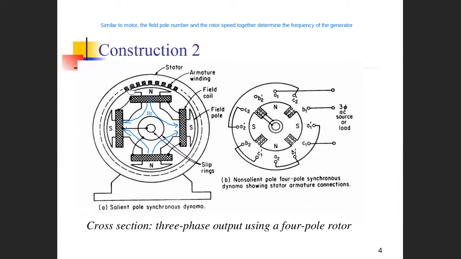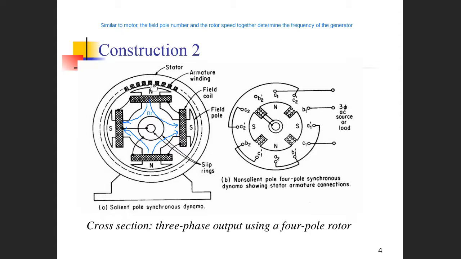On the stator, here we have the slots. We have many slots, and in the slots, in and out surrounding the slots, we have the coils. That is the armature windings. So here the armature windings are on the stator and the field windings are on the rotor.